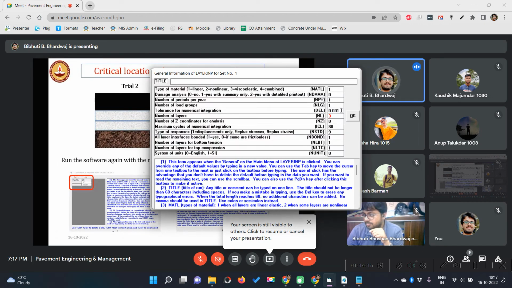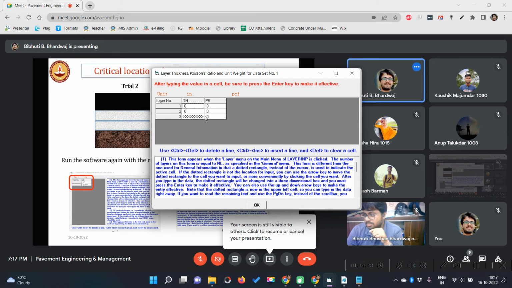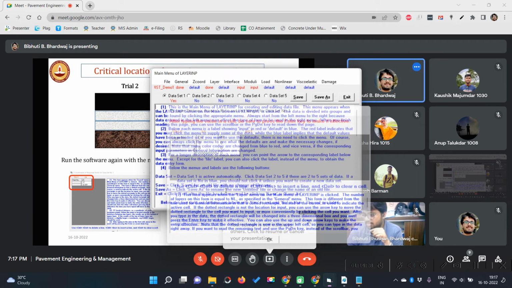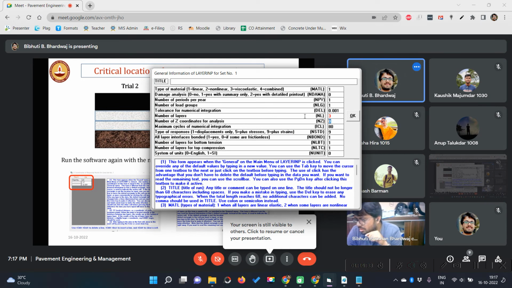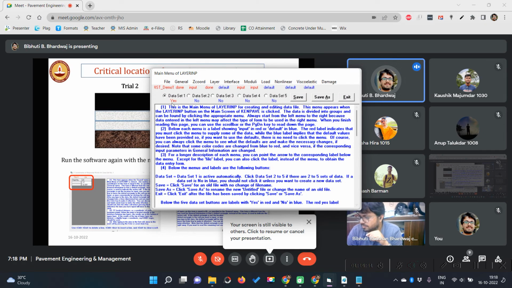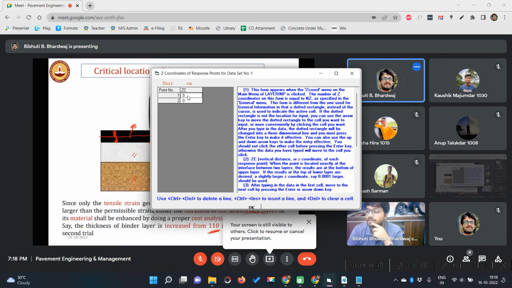So general, then z coordinate, this layer, how much, what coordinates came before. Okay. So what will be the z coordinates? You will tell me. What are the z coordinates this time?